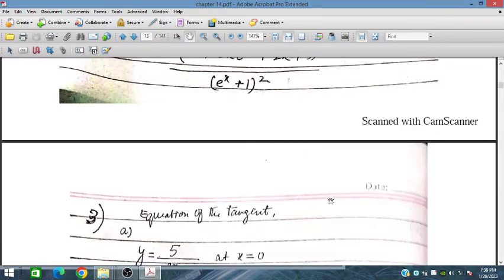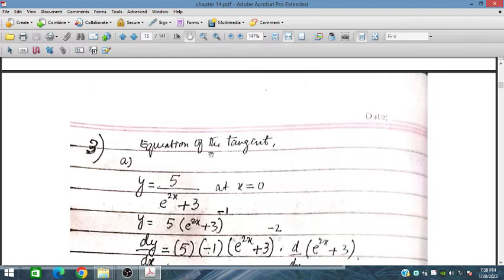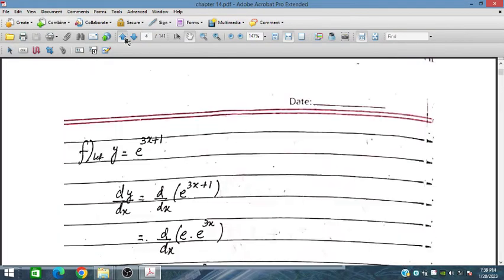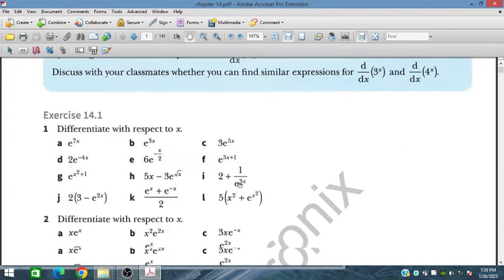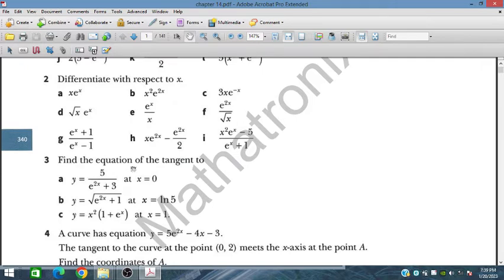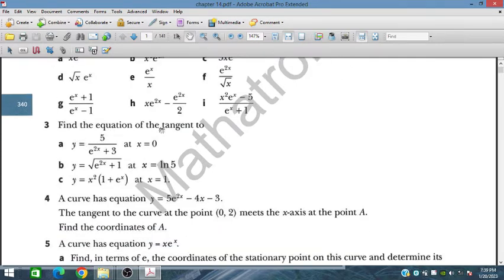So in question number 3, we have to find the equation of tangent. Let's discuss this in the questions session. This is part 1. Part 2 we have completed. Find the equation of the tangent to this line. So this y is equal to this.